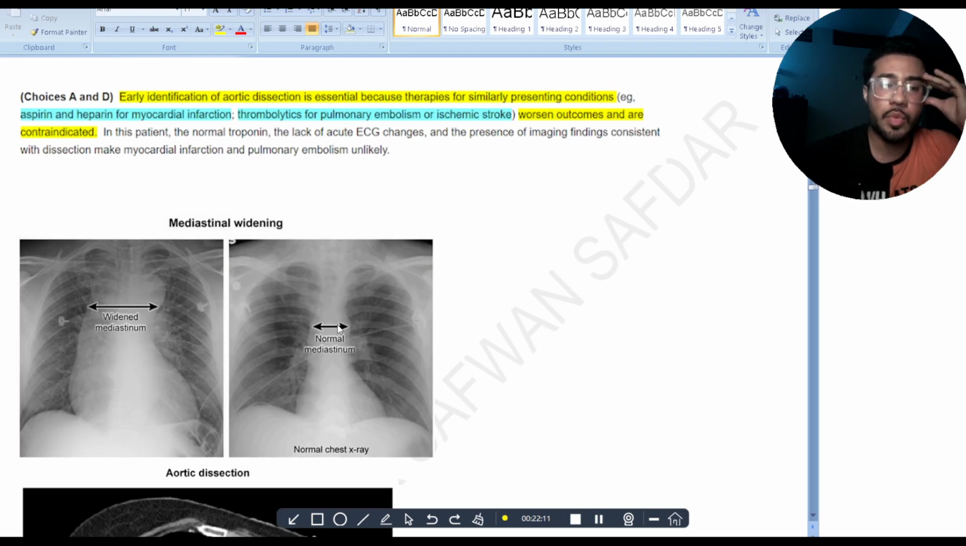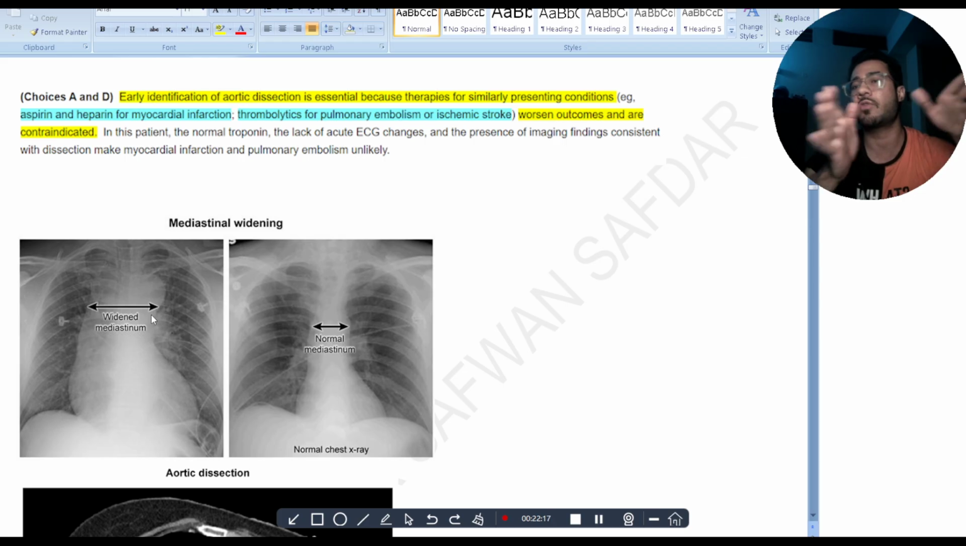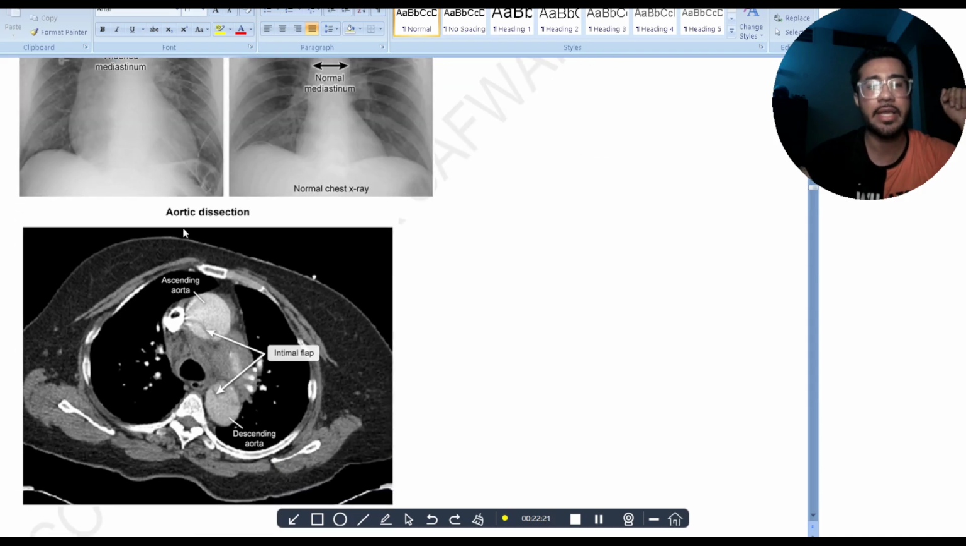So in this X-ray, we can visualize the mediastinal widening. I told you guys the reason behind it, because there's a false lumen created. Overall thickness of the aorta has increased. That's why you get a mediastinal widening here. They've shown a CT angiography which shows an intimal flap and a false lumen here as well.